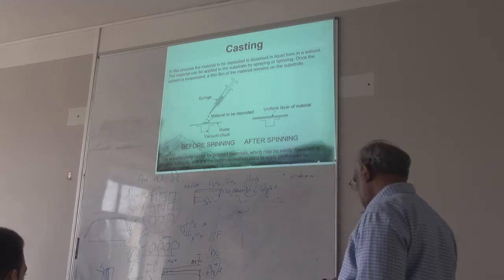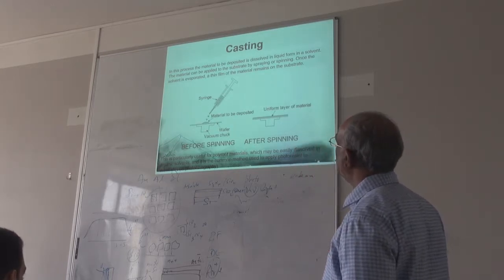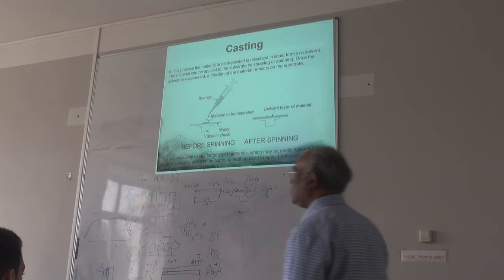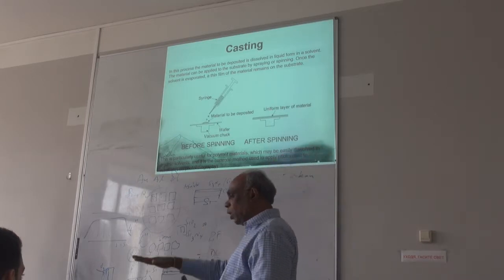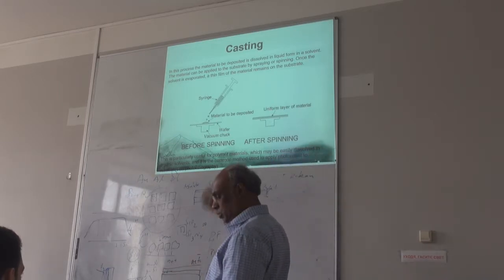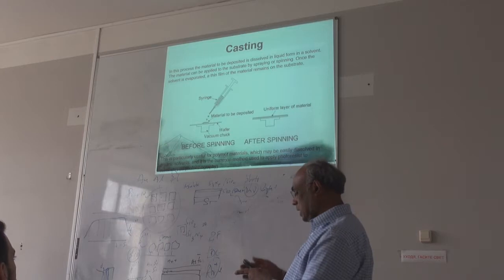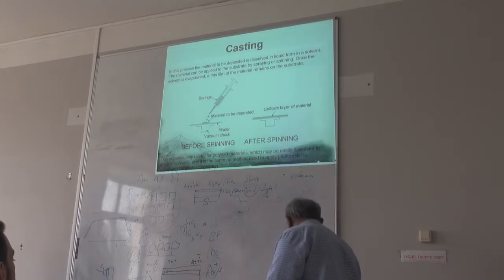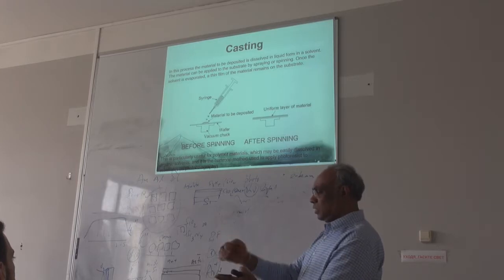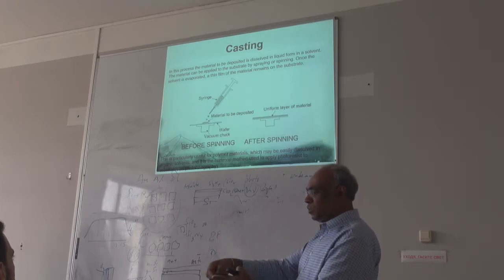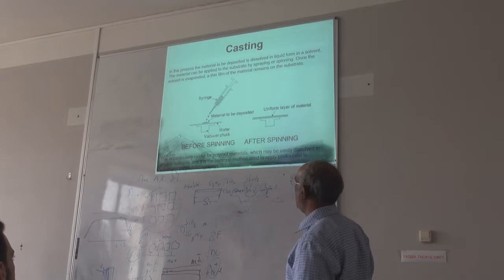Then we have something called casting. This is typically what we do if you want to make a polymer film. We are going to talk about photoresist, right? To do that, we have this polymer. We take it into a syringe, then put it on your wafer. Then to make it more uniform, you spin it. We call it the spin coater.